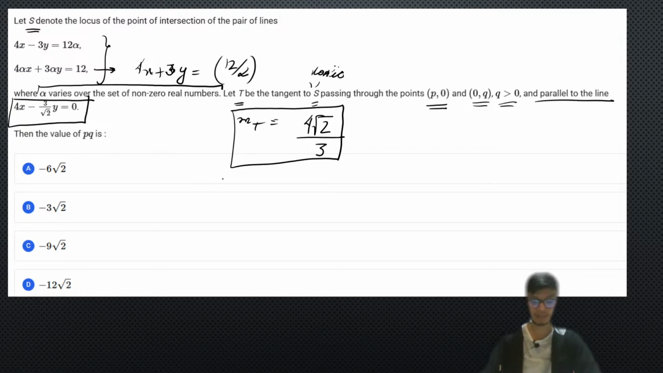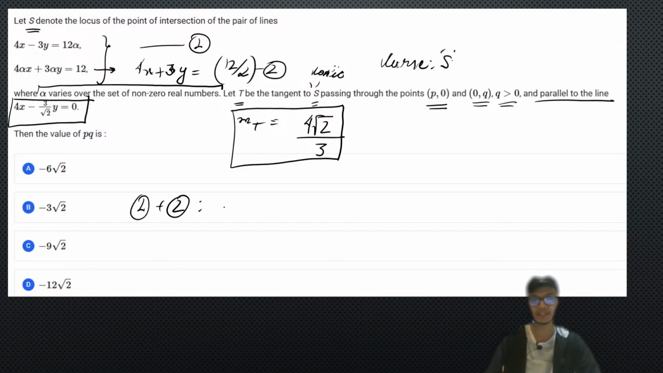Now let us first try to understand what our curve is. Let us try to figure this out first. From this result, if I try to solve this equation for x and y, this is the first equation and this is the second equation. If I just add the first and second equations and try to eliminate, or I can square them and then add.